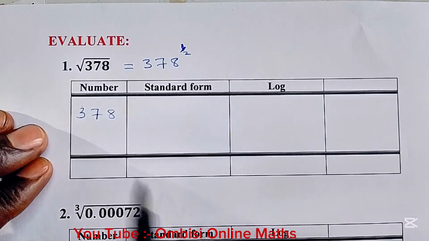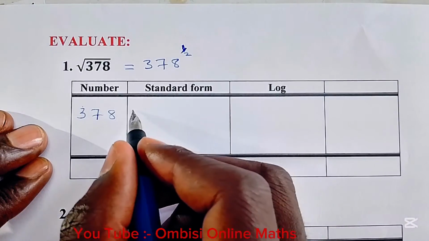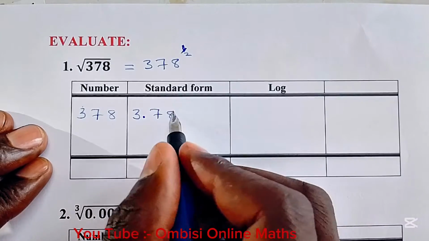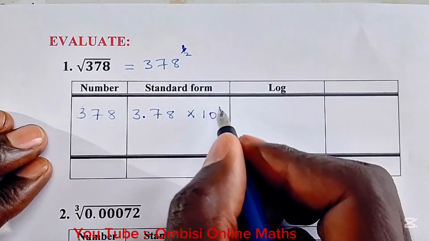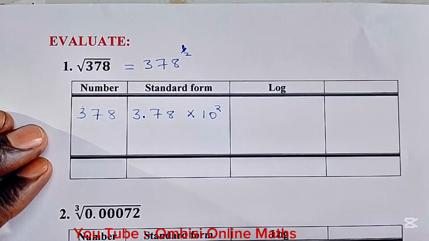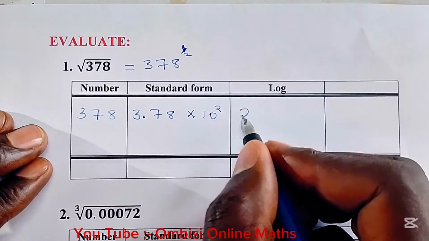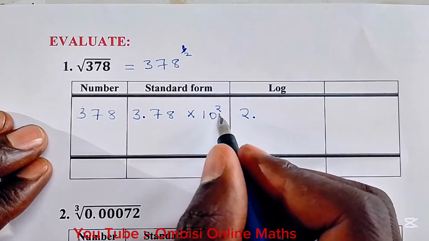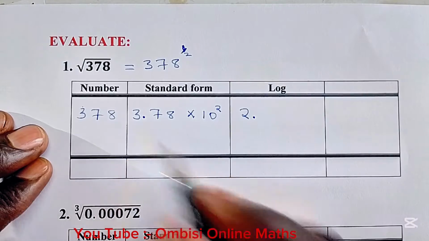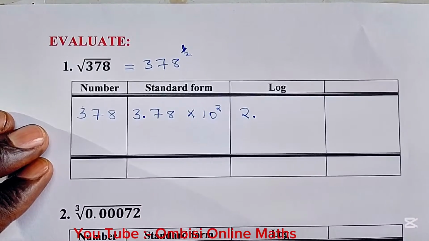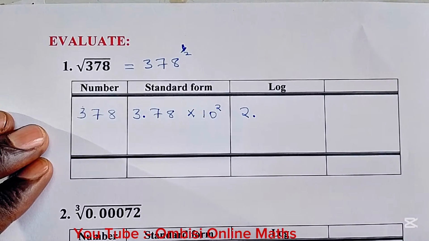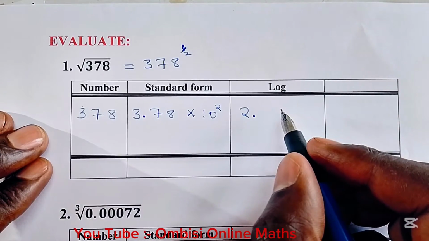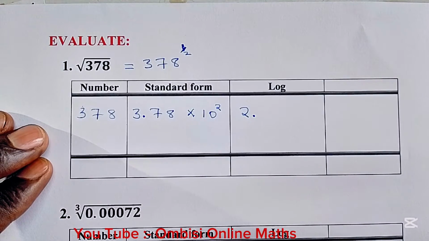So in this particular case, the number that we have is 378. 378 in standard form can be written as 3.78 times 10 raised to 2. So its logarithm becomes 2 point, so that is the power, 2 point. We look for the logarithm of 3.7 in the column of 8. From the mathematical table, it reads 5775.